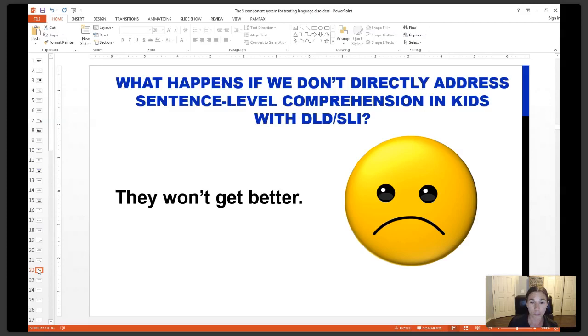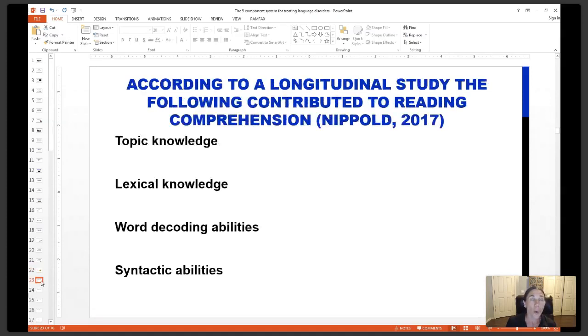And so what happens if we don't address sentence level comprehension in kids with conditions like developmental language disorder, speech and language impairment? And again, I use those terms synonymously because I know we have some changes in the terminology that we're using. We're going towards developmental language delay instead of specific language impairment. But know that this applies for those conditions and other disabilities that impact language growth as well. So what happens is that if we don't address those things, then they don't get better, and kids might not be able to really make progress with some of those harder comprehension level skills that we teach kids, like stating the main idea.